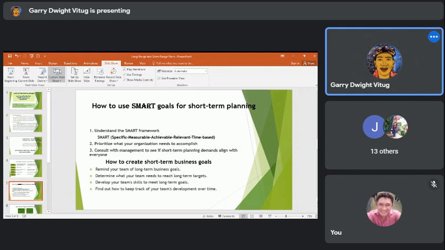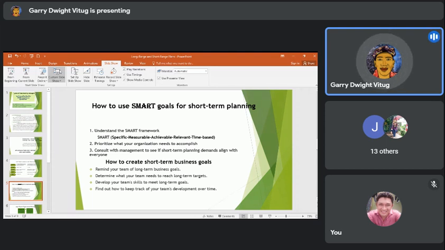Then number 3 po, consult with the management to see if short-term planning demand aligns with everyone po. So actually po, before you can create short-term business goals, it is better po to consult with your boss to see if they share the same demands and mindset about what type of short-term planning is needed po. So feedback is essential to planning, which is the best solution po for your organization po.